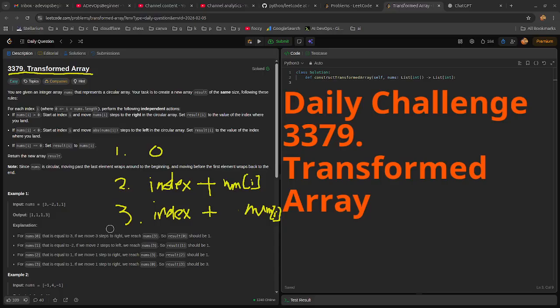So the solution we're gonna solve this problem with is to just create the new result array with two rules, this one and this one. That's the solution we're gonna use to solve this problem.